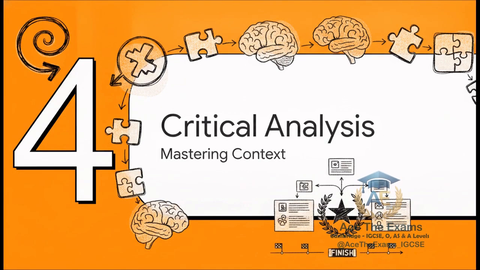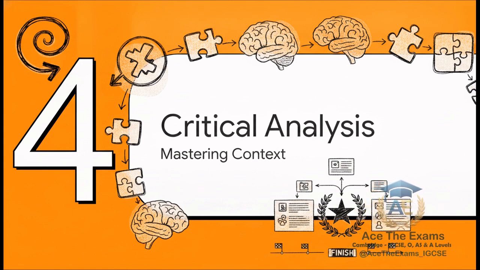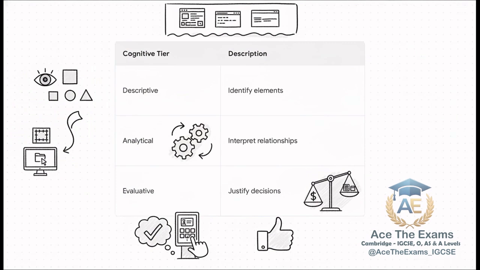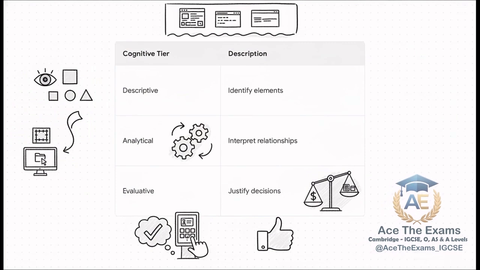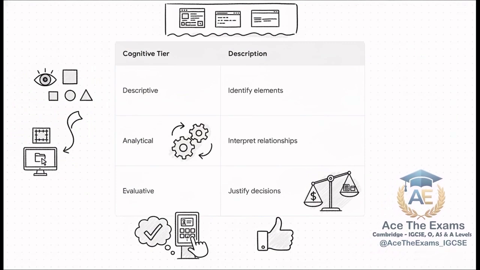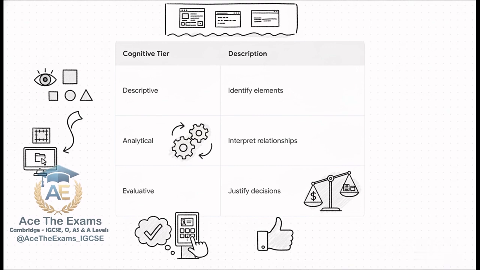Okay, let's jump into Section 4, Evaluate. This is about mastering the context and reaching the highest tier of the assessment framework. This matrix right here is a total game changer. It shows exactly how the same UI concept gets scored entirely differently based on your cognitive tier.